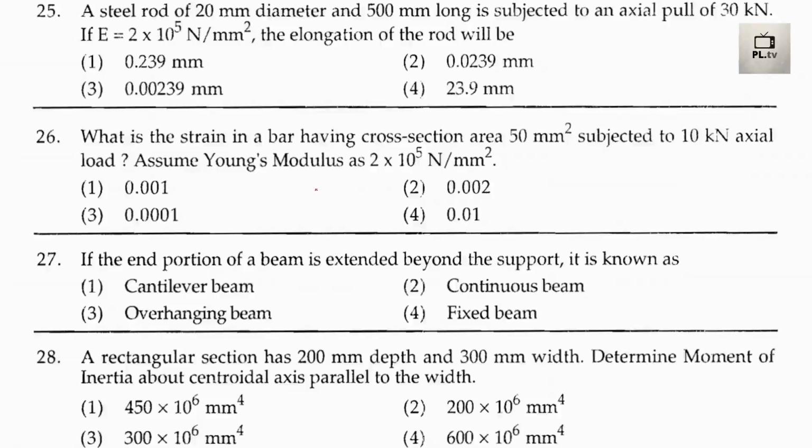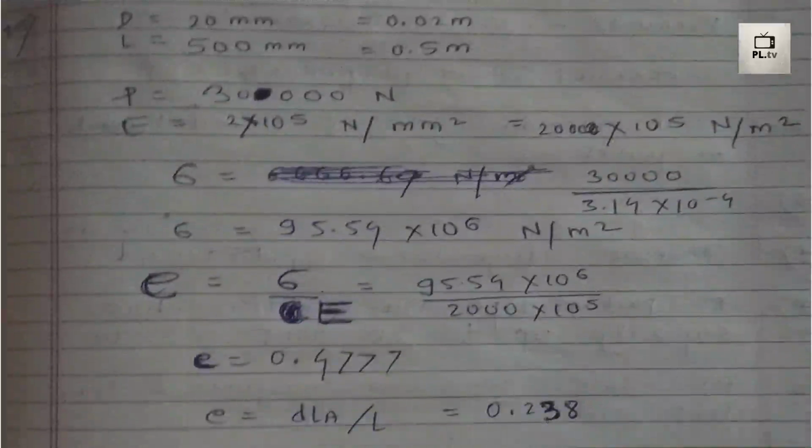So let's try to solve this question. D is in mm, so first of all convert all the mm quantities into meter. The actual pull is in kilonewton, so convert it into newton, and the modulus of elasticity, that is E, is in newton per mm square, so convert it into newton per meter square.